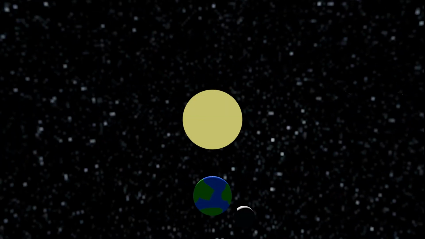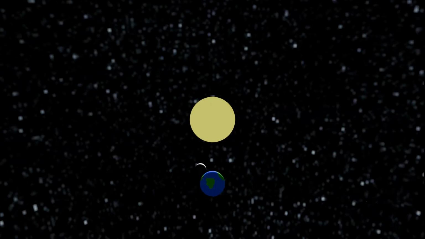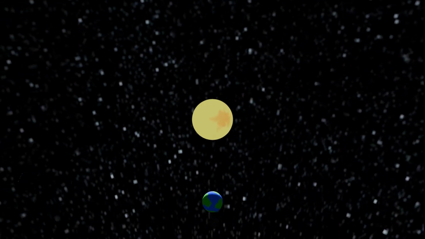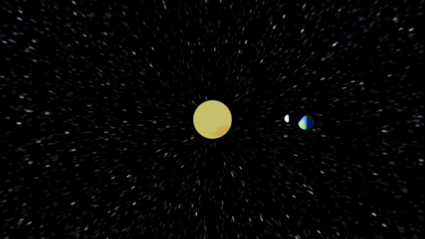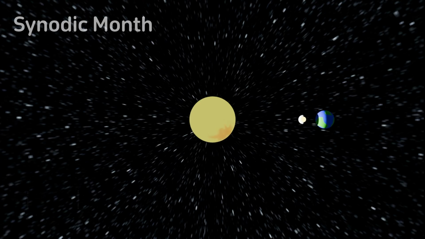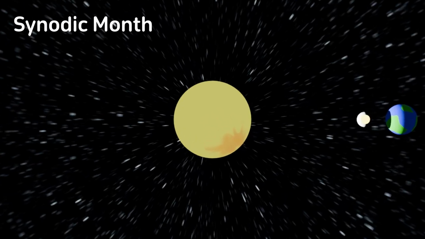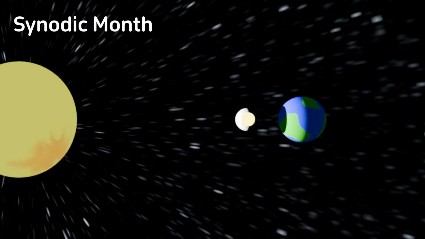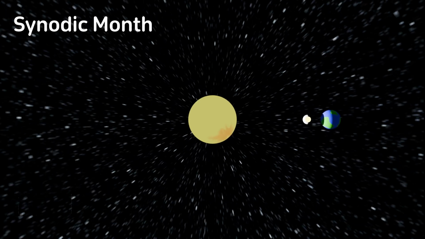We now move on to the Synodic month. To understand this cycle, we must expand our view from the Earth-Moon system to the Sun-Earth-Moon system. This time, instead of tracking the Moon relative to distant space, we track its position relative to the Sun, specifically when the Moon lies directly between the Earth and the Sun. Now, let us start the animation.